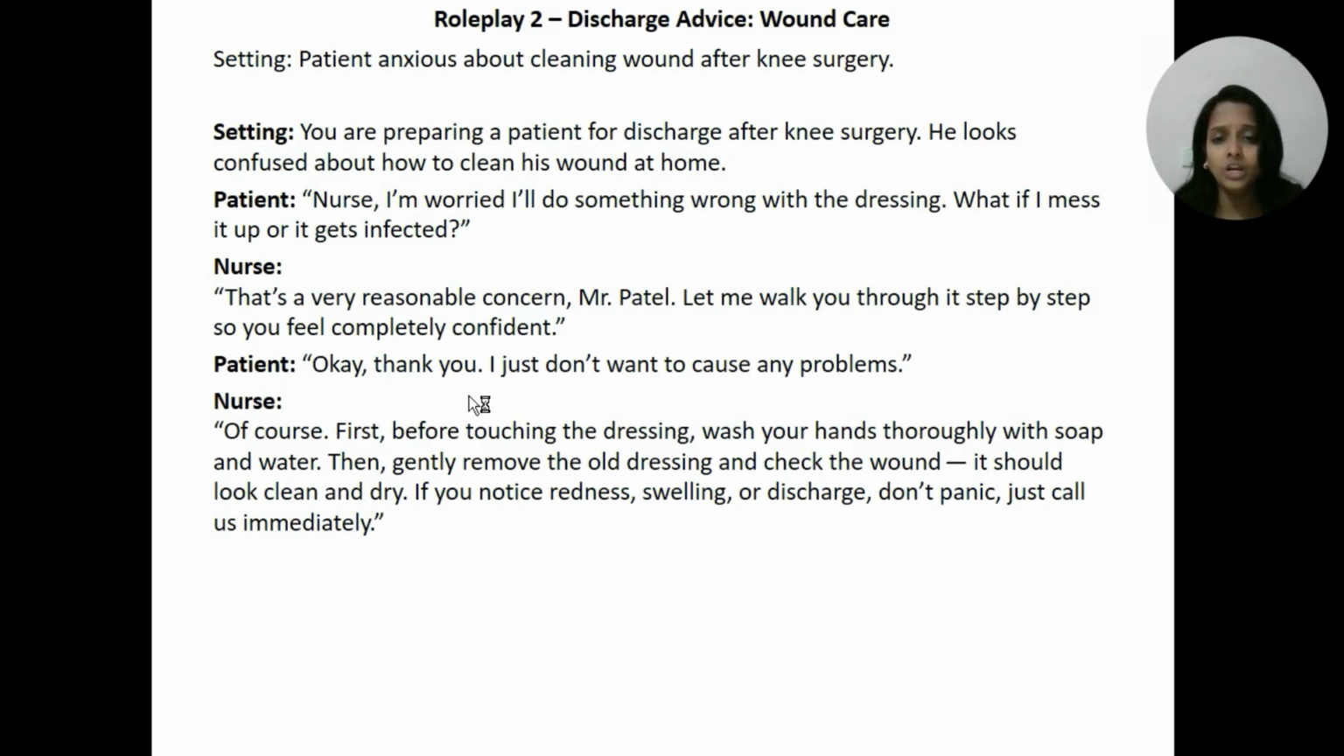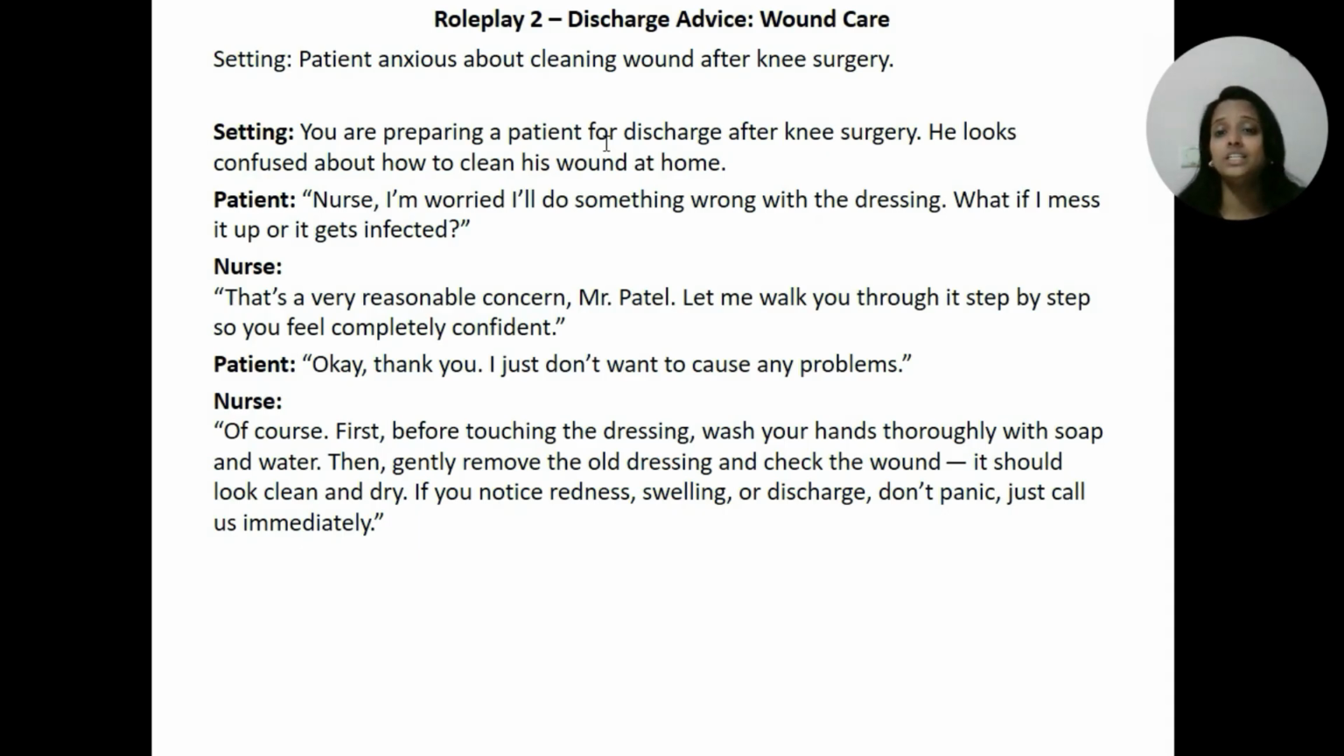Patient: Okay, thank you. I just don't want to cause any problems. Nurse: Of course. First, before touching the dressing, wash your hands thoroughly with soap and water. Then gently remove the old dressing and check the wound. It should be clean and dry. If you notice redness, swelling, or discharge, don't panic. Just call us immediately. So, in this example, you have demonstrated organization, clarity, and a very supportive tone, right?